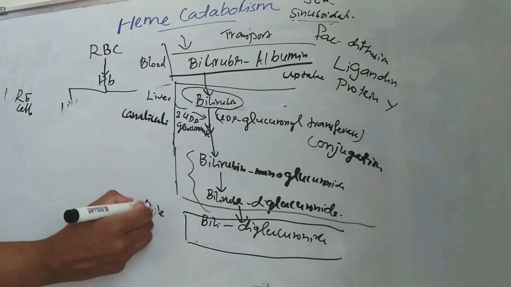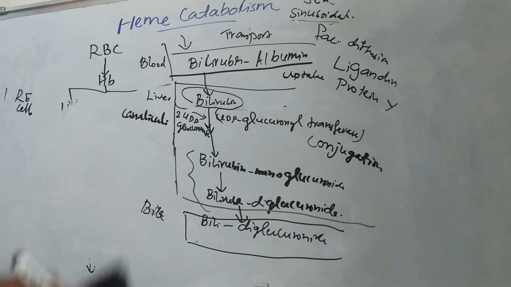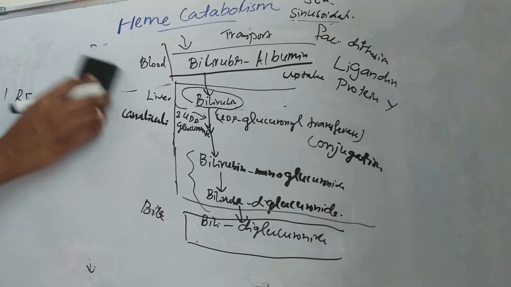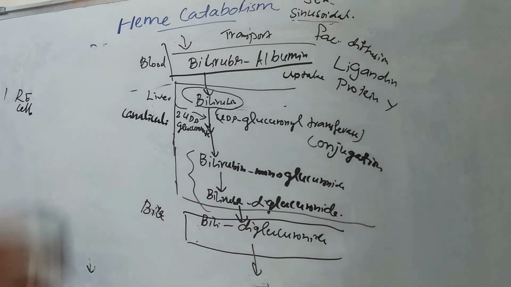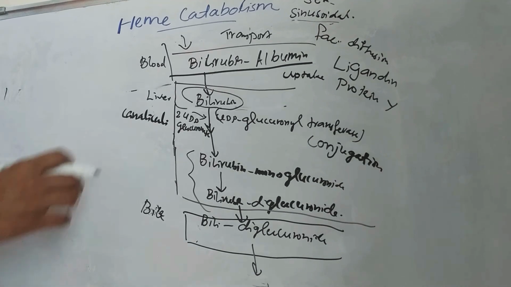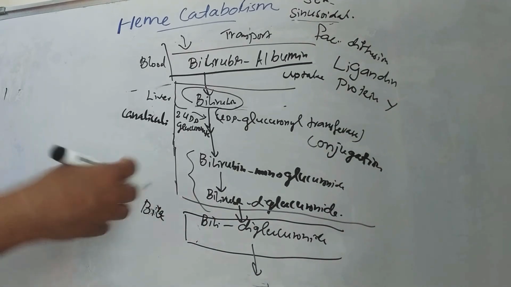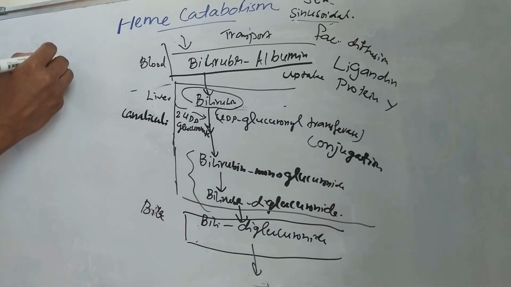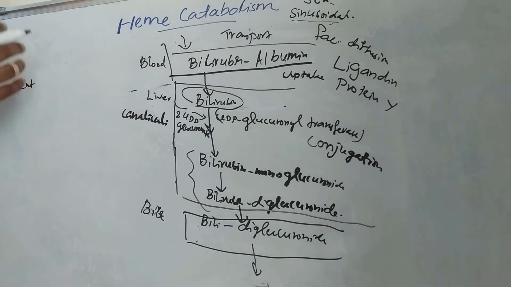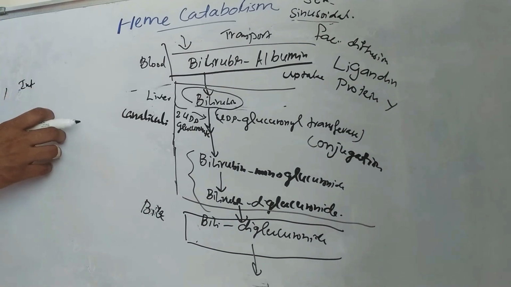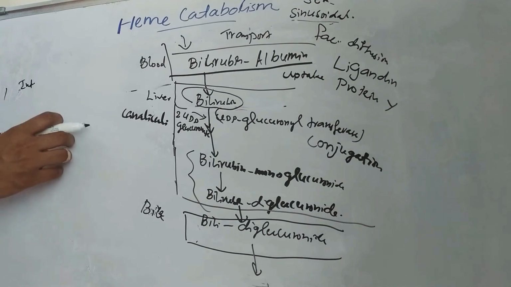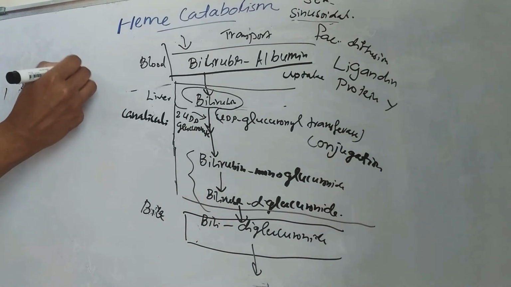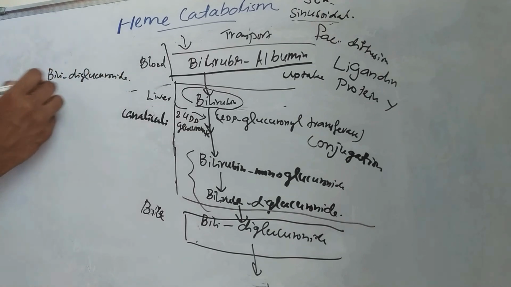Then next step is excretion of bile pigments into the GI tract, from bile to GI tract. So conjugated bilirubins are then secreted into the GI tract, especially in cecum and in colon. Bilirubin diglucuronide is secreted into the intestine.